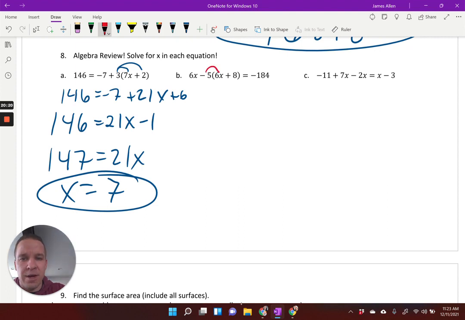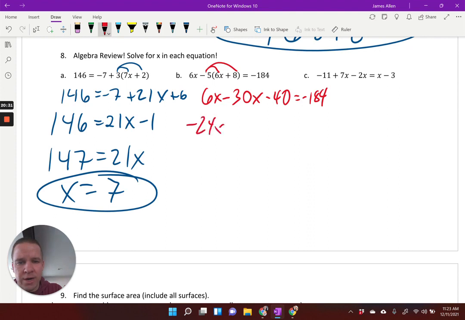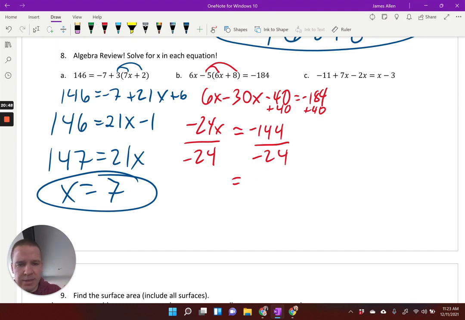All right, distribute my negative 5 here. So I have 6x minus 30x minus 40 equals negative 184. Combine some like terms, so I've got negative 24x. I'll add 40 over here while I'm at it, save a little time. And I'm going to get negative 144. If I divide that by negative 24, I'm going to get 6. So x equals 6.